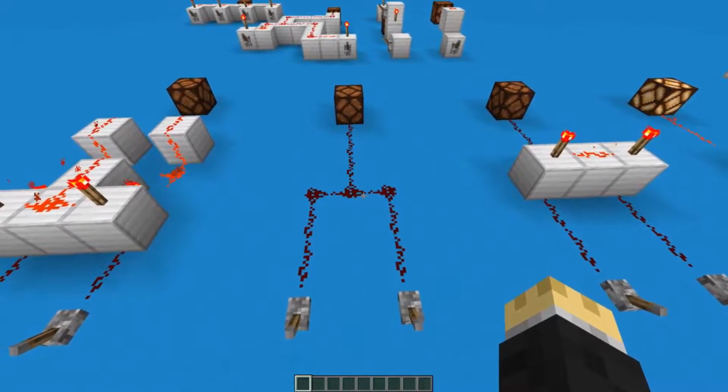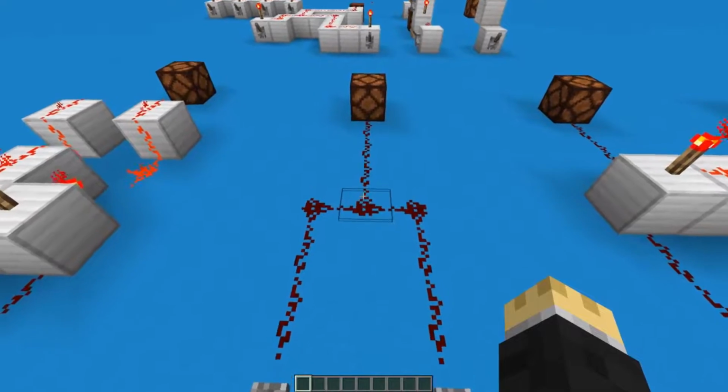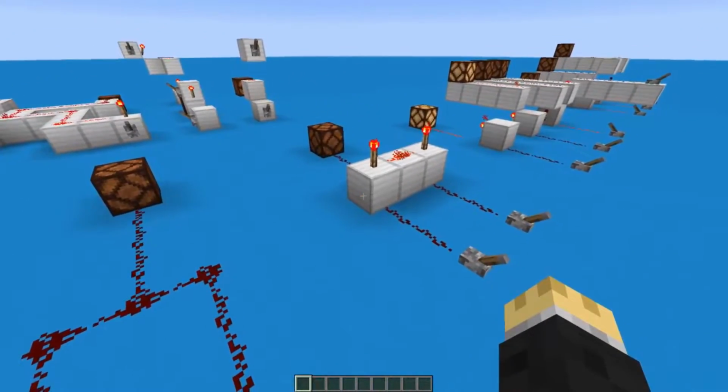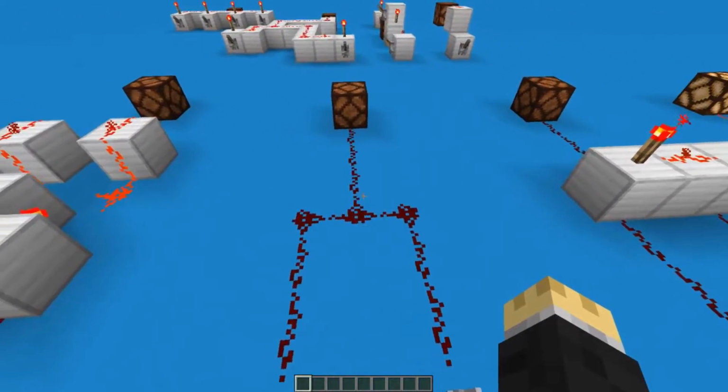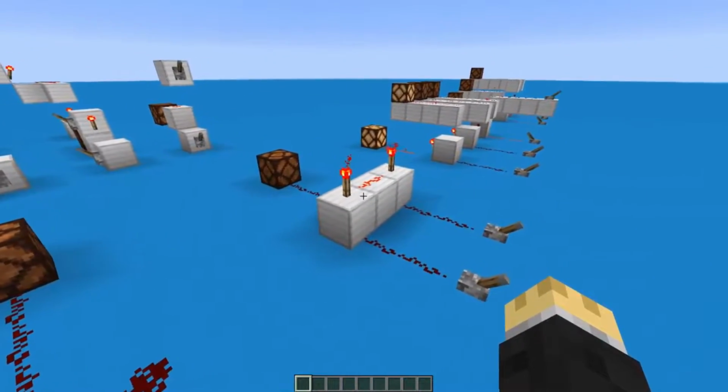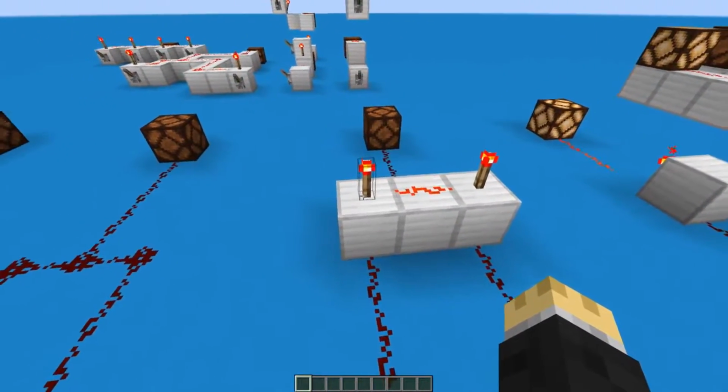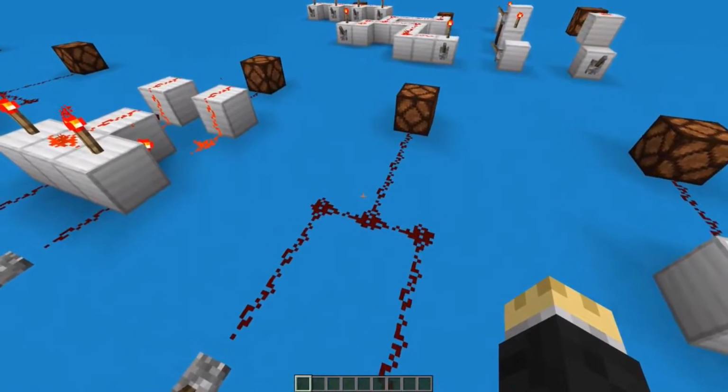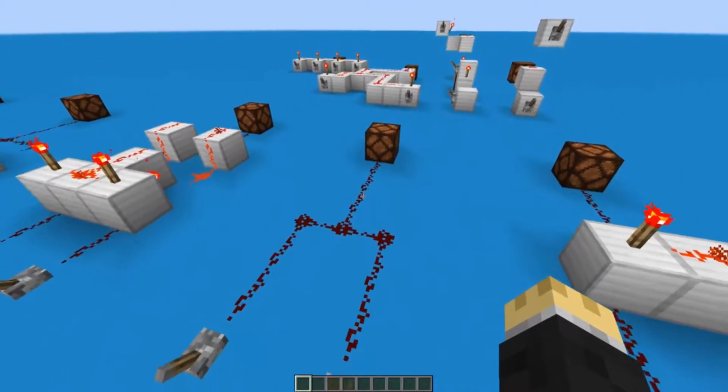Many people, when teaching about redstone logic gates, will tell you that the OR gate isn't as important as the other logic gates. And that simply isn't the case. The OR gate is just as important as the other two. In fact, the AND gate is not even possible without the OR gate. So don't underestimate their usefulness.